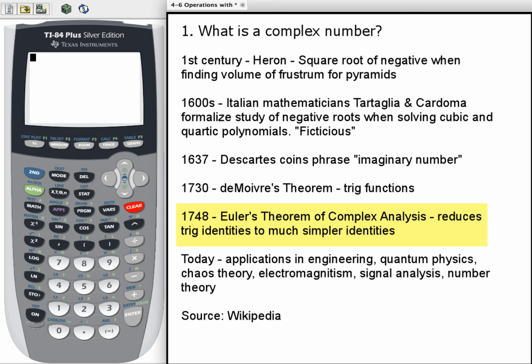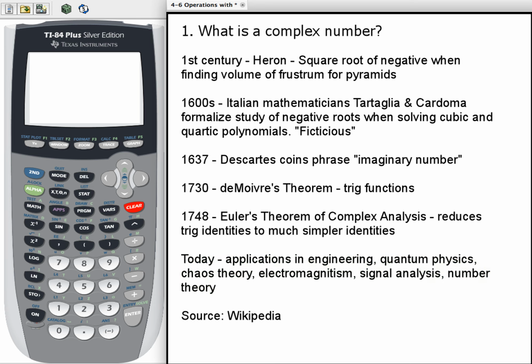Then in 1748, Euler came up with a way to reduce trig identities to make them simpler identities, and he came up with his very own theorem. Of course, it gets named after him. Euler's theory of complex analysis. Now today we can use complex numbers for engineering, quantum physics, chaos theory, electromagnetism, signal analysis, number theory. There's all sorts of things you can use complex numbers for. What we're going to focus on here is number theory.